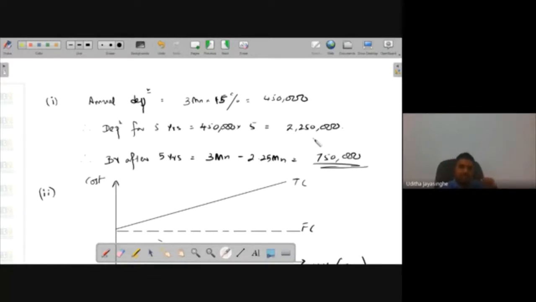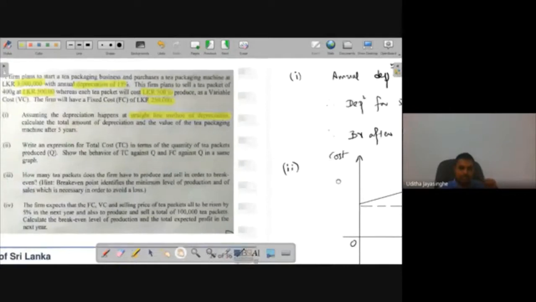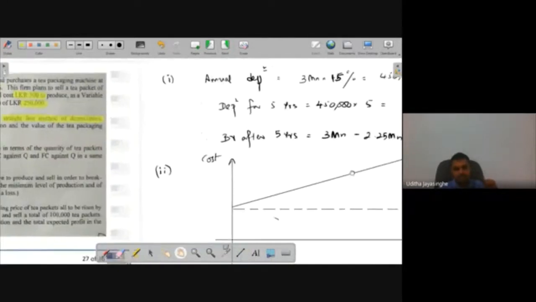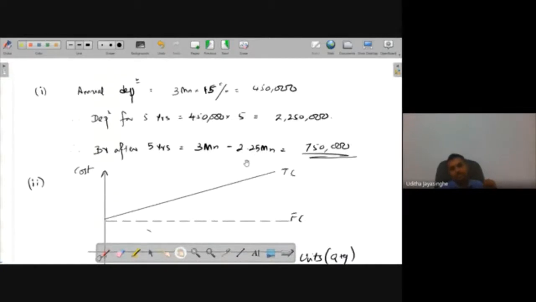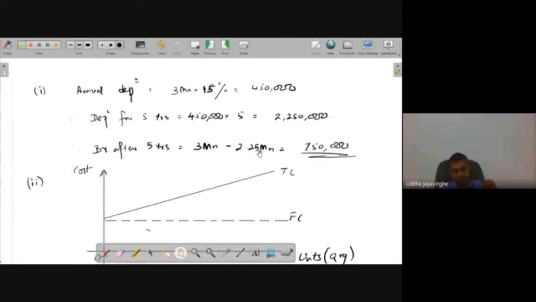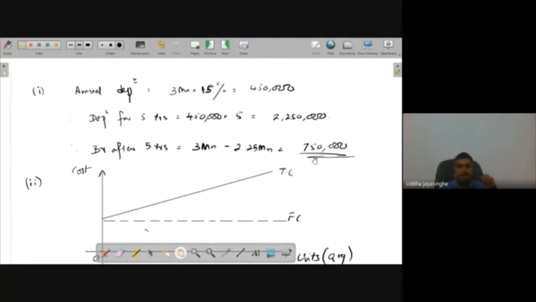And the second part, we need to calculate the book value or the value remaining of the machine after the 5th year. It is going to be nothing but the difference between your cost and the accumulated depreciation. So cost is 3 million, accumulated depreciation is 2.25 million. What is the meaning of the word accumulated? It means the total. Year 1, year 2, year 3, year 4 plus year 5 is 2.25. That means your residual value is going to be 750,000.